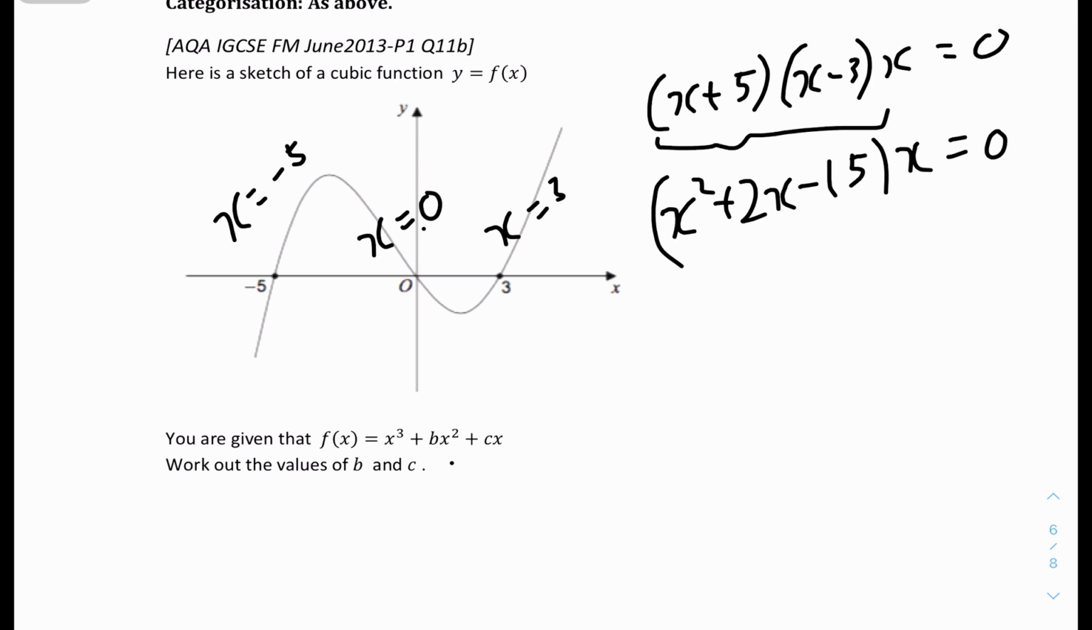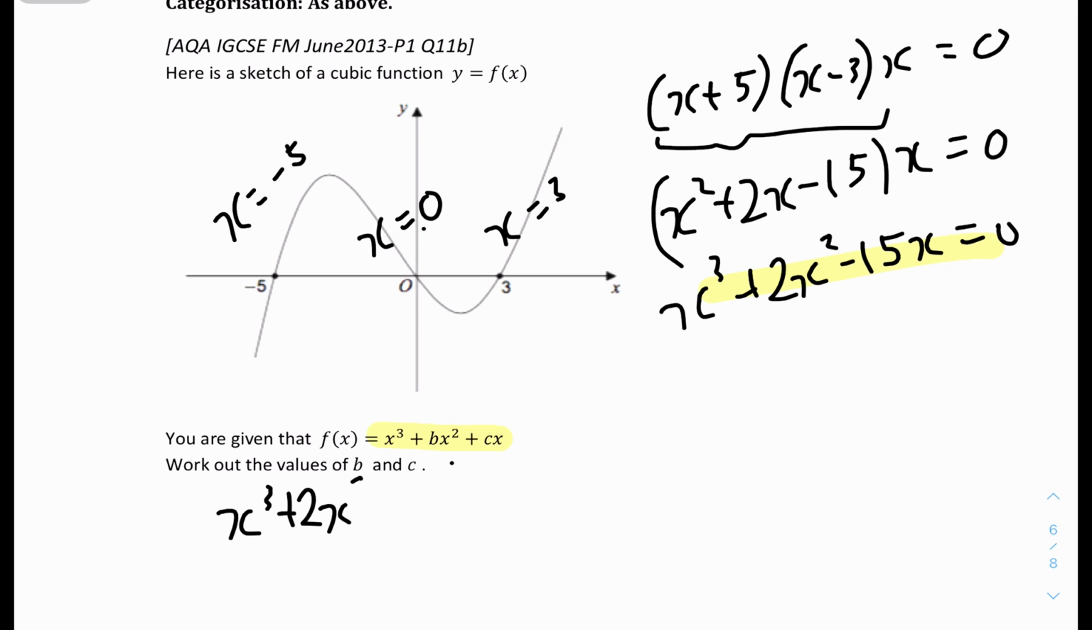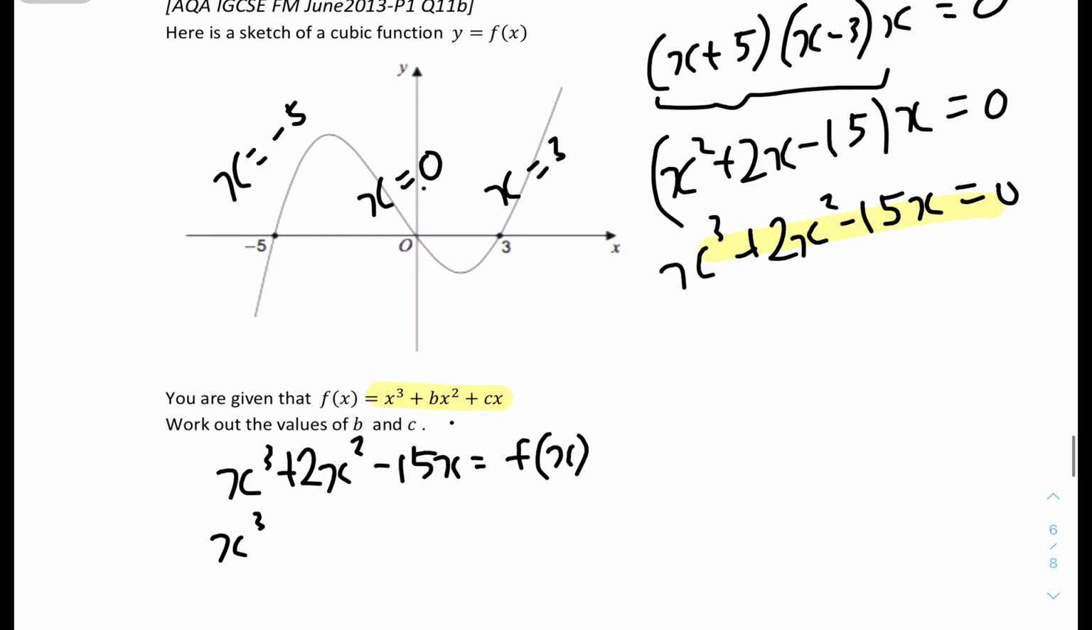So if you expand the bracket out, it will be x cubed plus 2x squared minus 15x equals 0. So now you can compare this function right here to this function. Let me just write it out. It will be x cubed plus 2x squared minus 15x equals 0, or in this case f of x, and this is also equal to x cubed plus bx squared plus cx equals f of x.